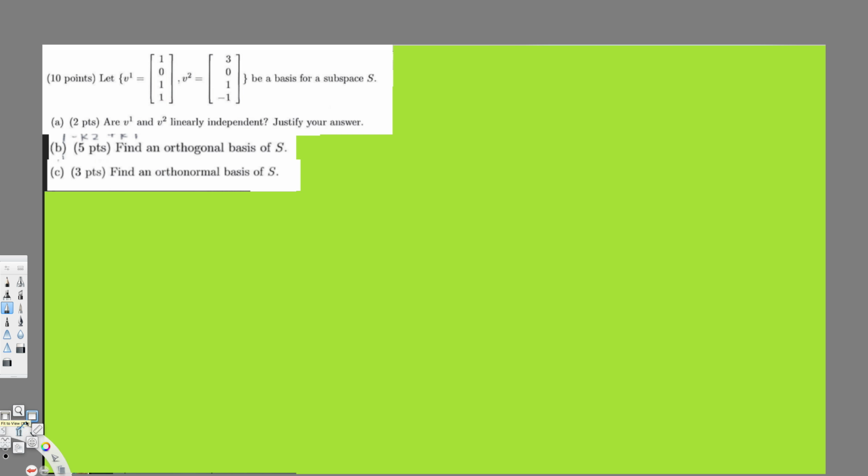Let's do this problem right here. The question is asking, let V1 and V2 be a basis of subspaces, and they are asking to find whether V1 and V2 are linearly independent. So to find this one, the first thing we have to do is the Gauss theorem. To do the Gauss theorem, I have to arrange this into rows.